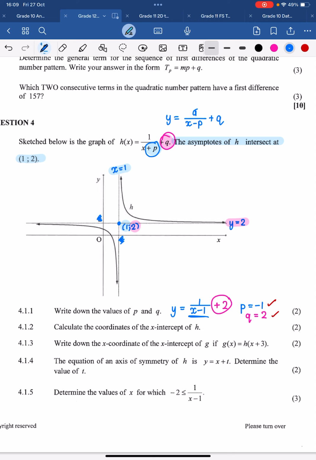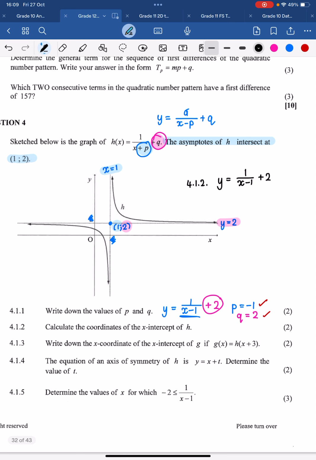Now, we need to use this equation that we wrote in the previous question. That's the only way that we can. Because remember, how do you find the x-intercept of any graph? You make y equal to 0. So for 4.1.2, we have y equal to 1 over x minus 1, plus 2. And now for the x-intercept, you have to make y equal to 0. So 0 is equal to 1 over x minus 1, plus 2.